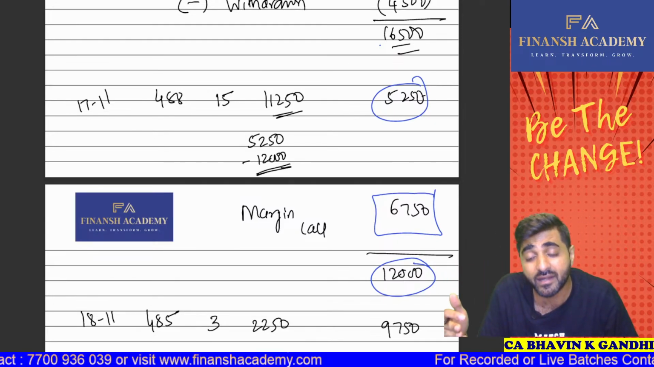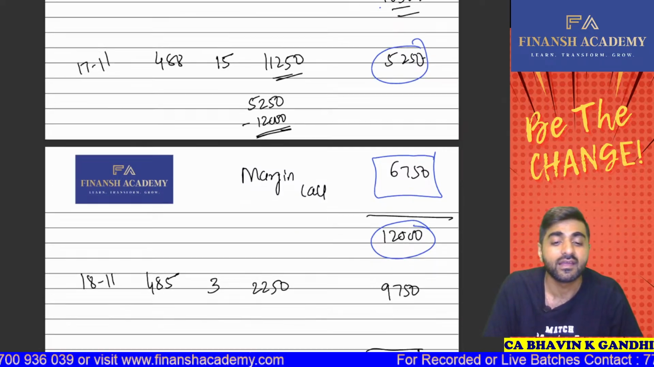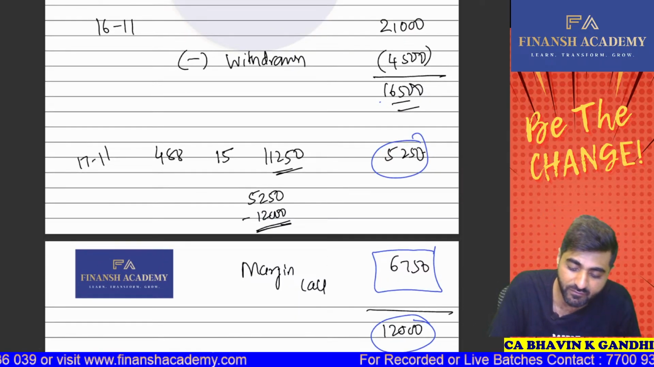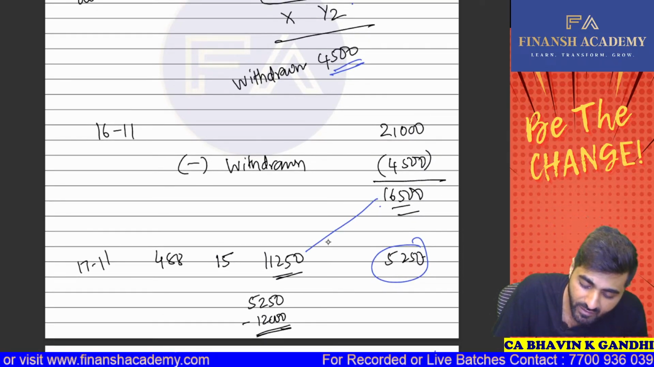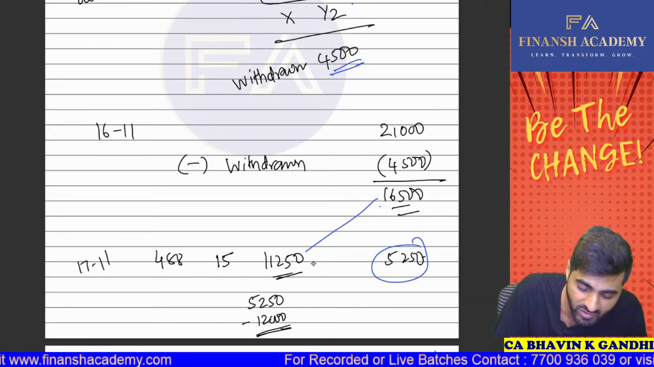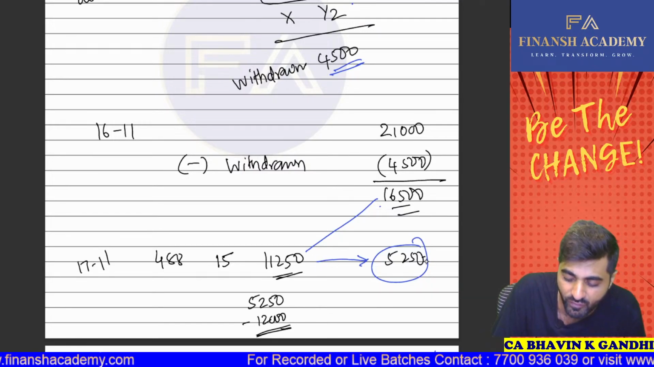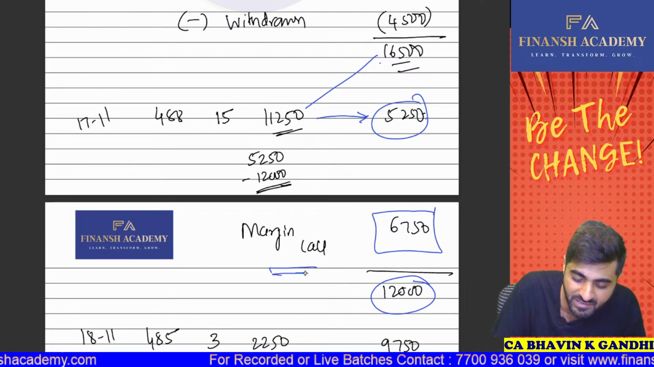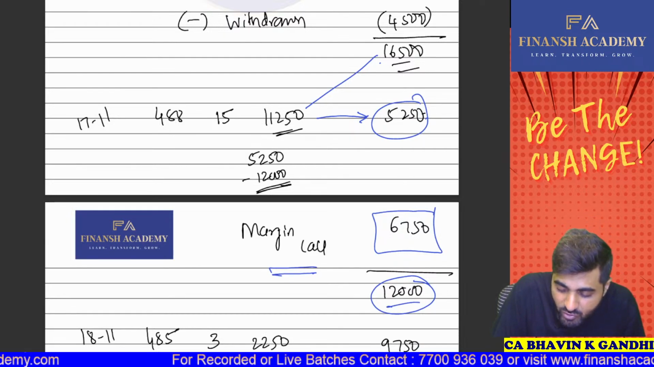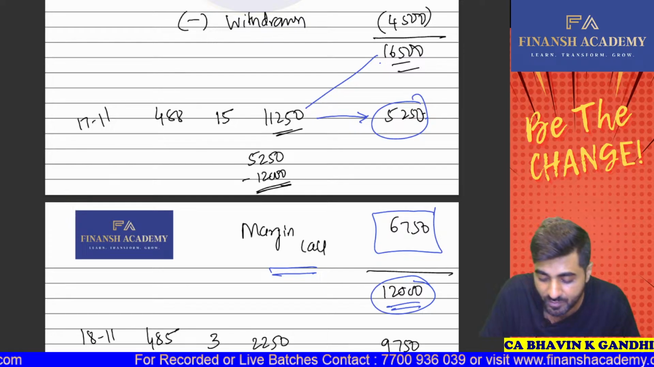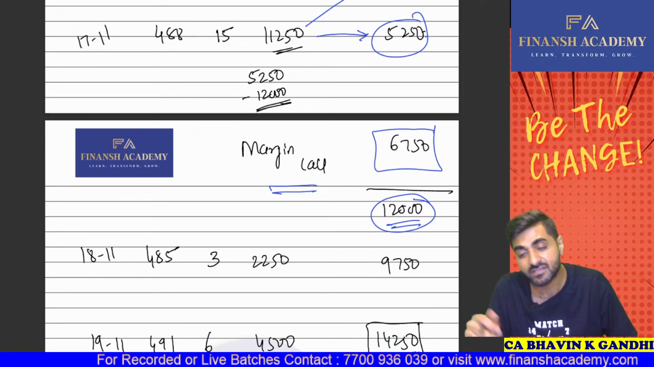So this is the amount, my dear students, which will be called by the broker. Because obviously we were on 16,500, then there is a loss of 11,250. So eventually 5,250 is your balance. But then you'll receive a margin call to make sure that you deposit the money back to your 12,000 rupees. So the margin call is of 6,750.